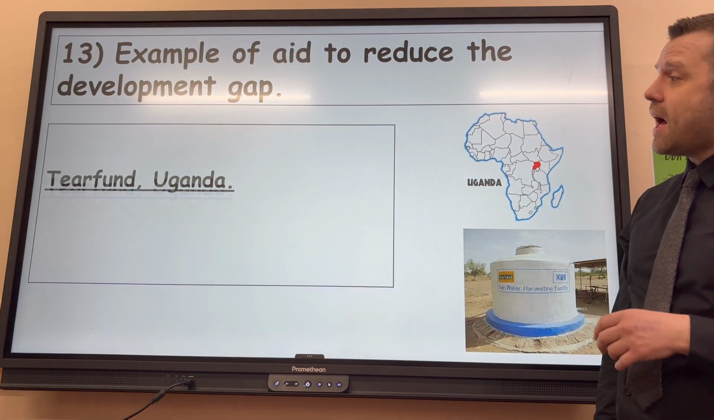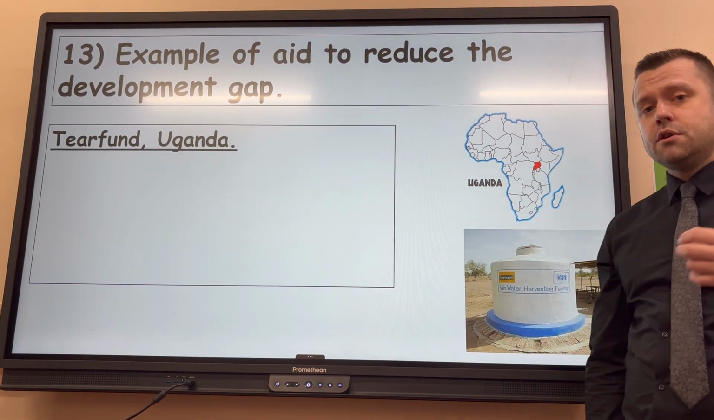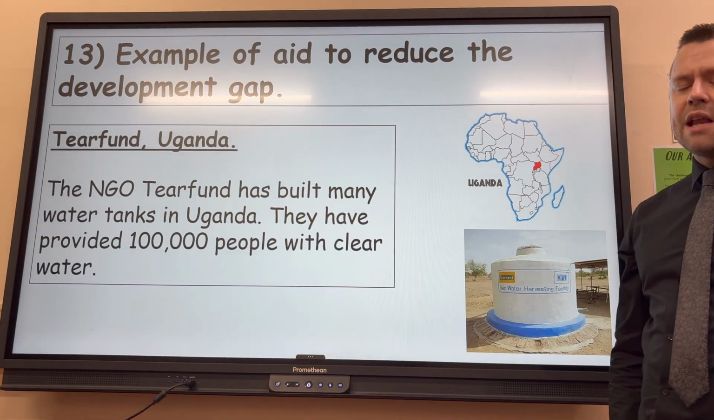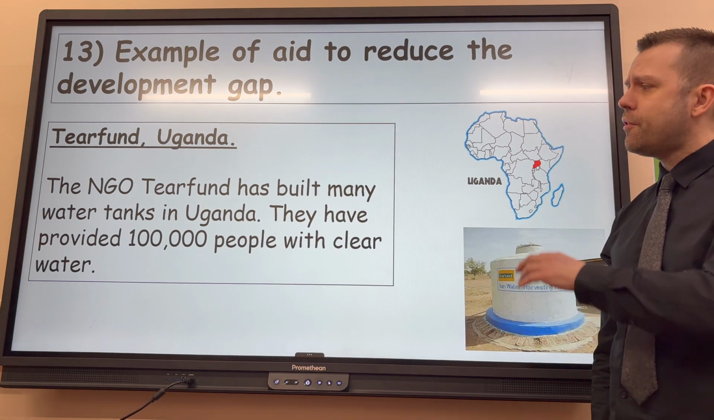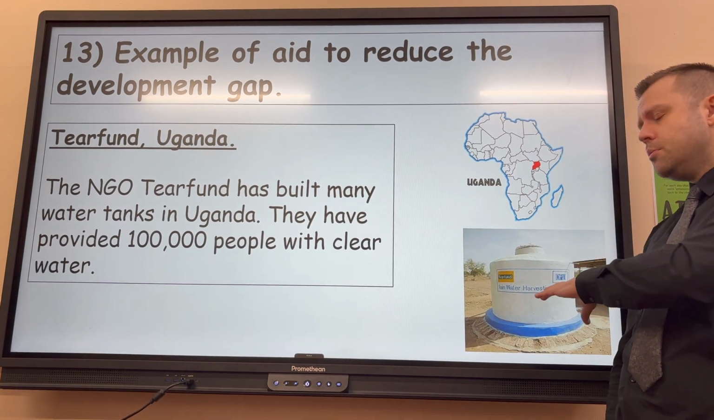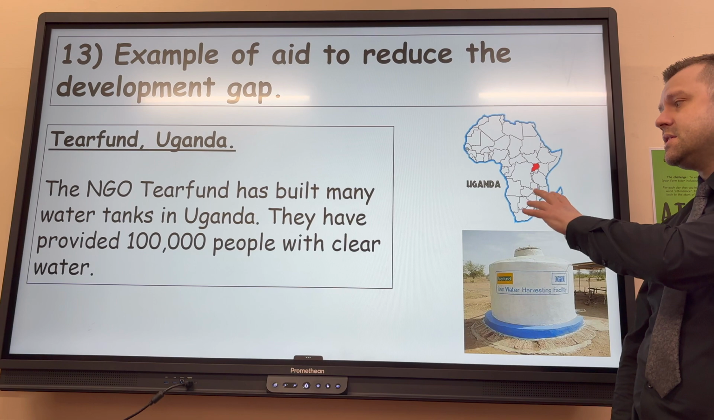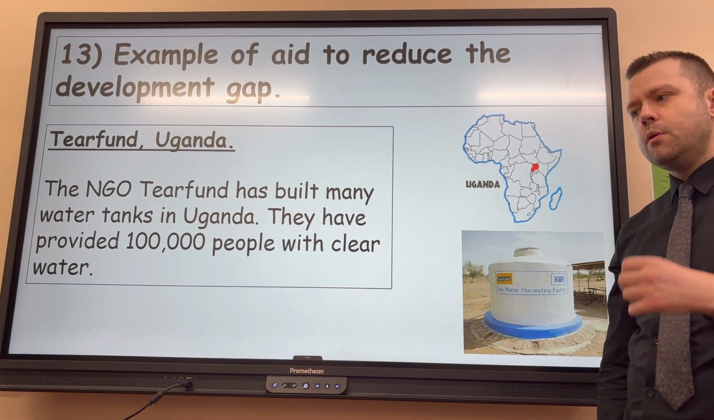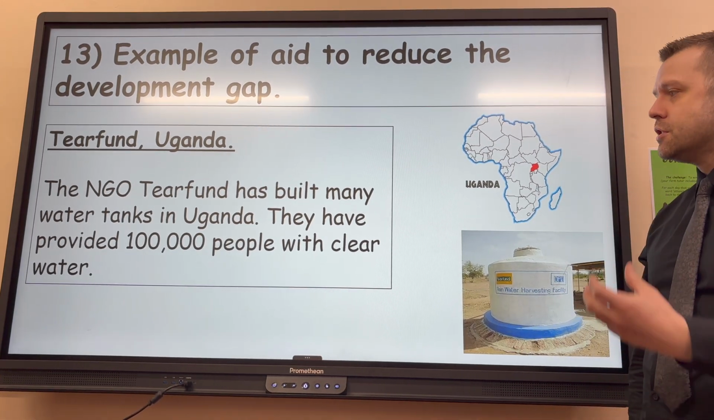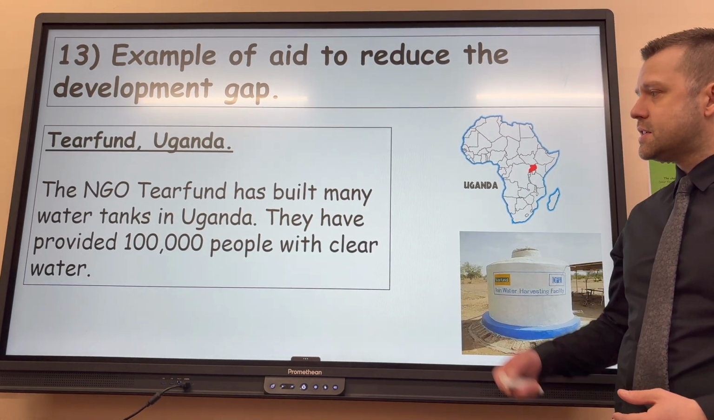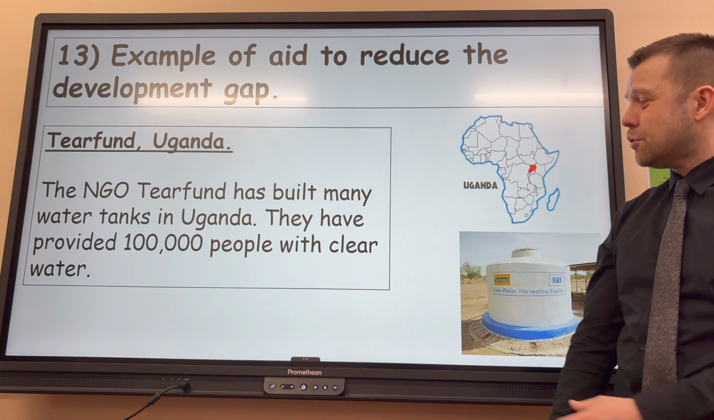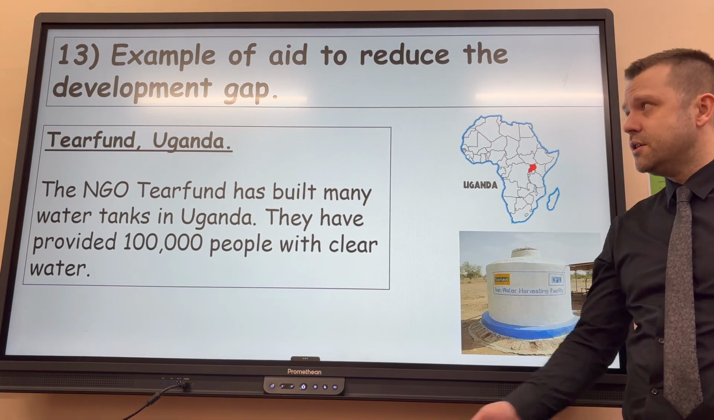An example of aid that we can use is Tearfund in Uganda. Tearfund is an NGO, which is a non-government organisation, and they've provided 100,000 people in Uganda with this intermediate technology, providing them with clean water, storage and capture solutions, ultimately increasing life expectancy. And because more kids can go to school rather than doing water chores, literacy rate too.